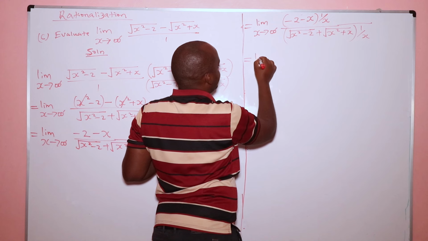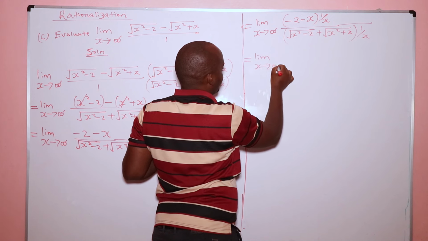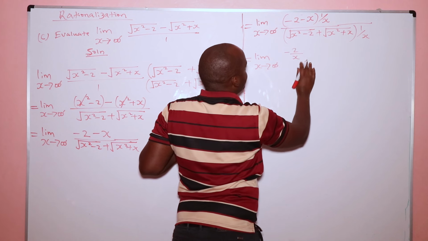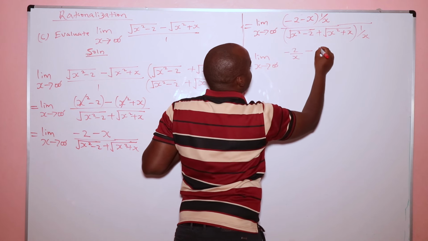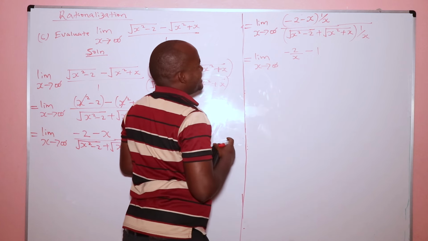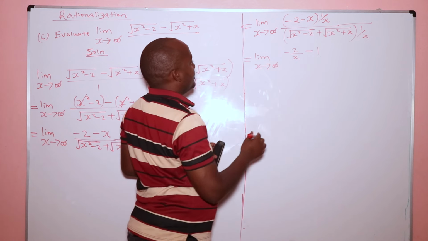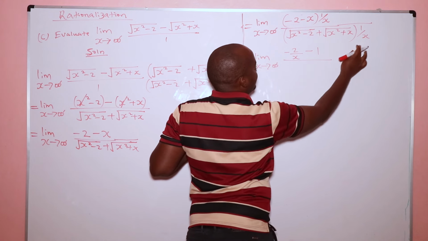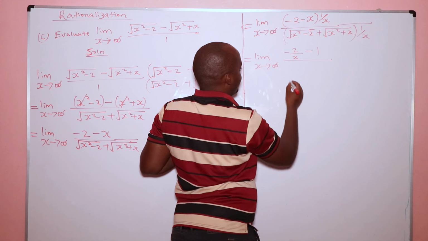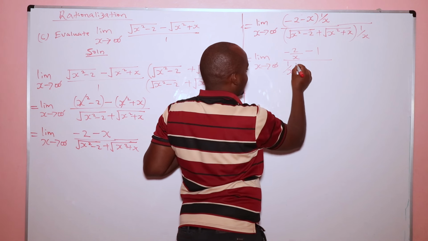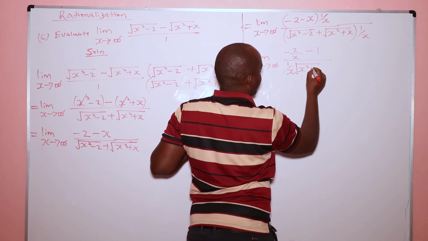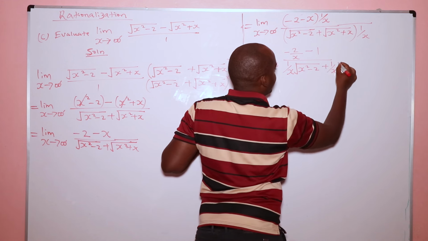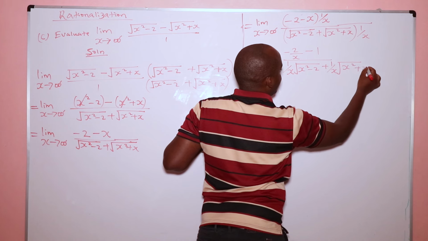For the numerator it will be now as follows. This times this you get negative 2 over x. This times this you get minus 1, it will be x over x, which is 1. This is divided by 1 over x multiplied by root x squared minus 2 plus 1 over x multiplied by root x squared plus x.